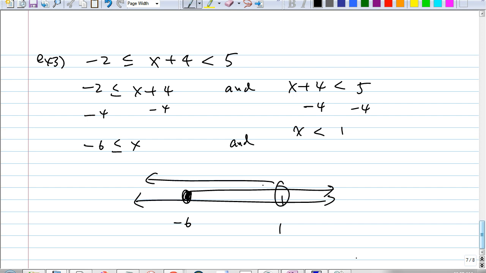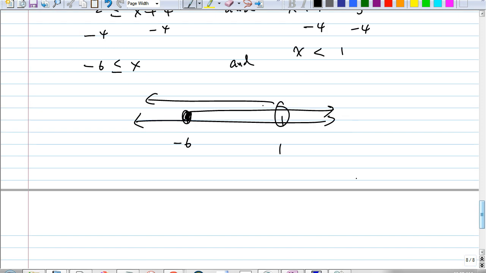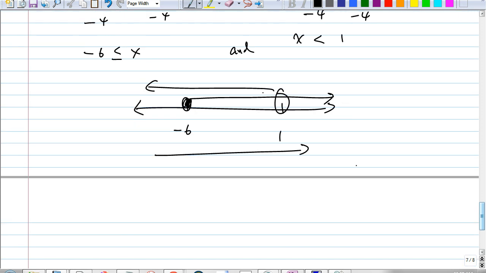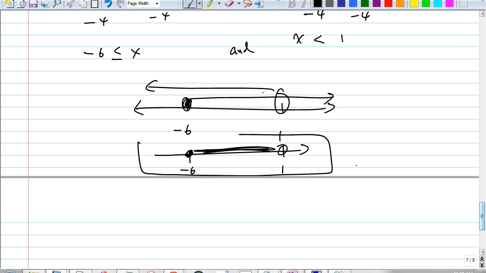Now, this is scratch work. So what does this become then? Every number between what, guys? Negative 6 and 1. Which one is closed circle? Which one's open? There you go. Any question? Does that make sense?